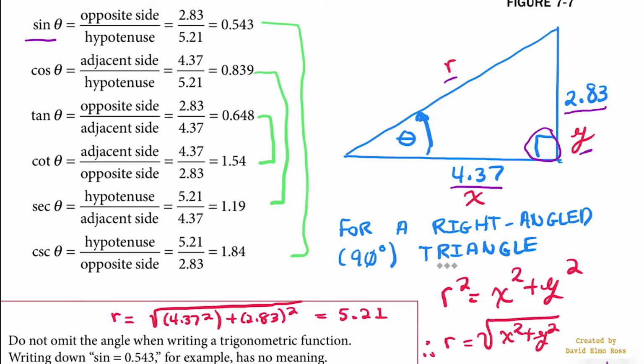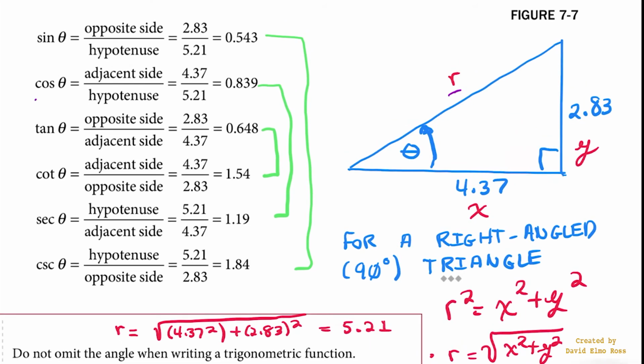And what you're going to find is that the radius squared is x squared plus y squared. So to find the radius itself, it's the square root of x squared plus y squared. And you work it out with these numbers, you're going to find that the hypotenuse, or r, is 5.21. Cosine is adjacent over hypotenuse, which is going to give us this value. The tangent is this value.